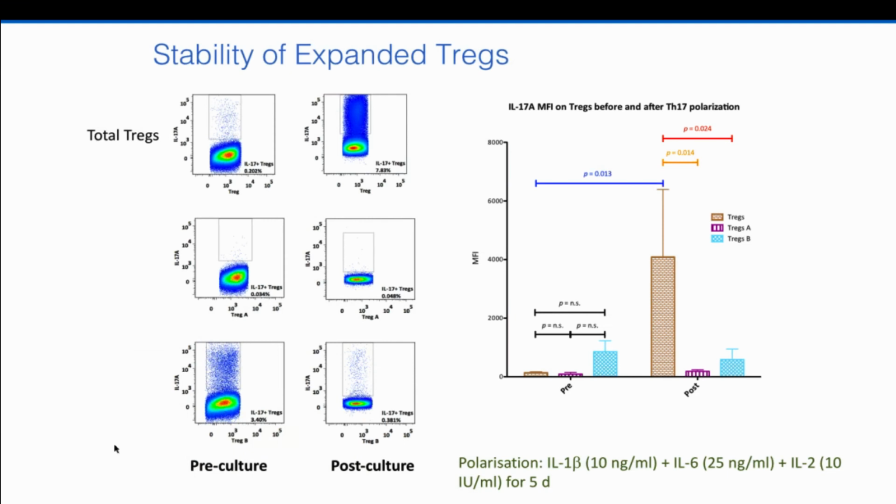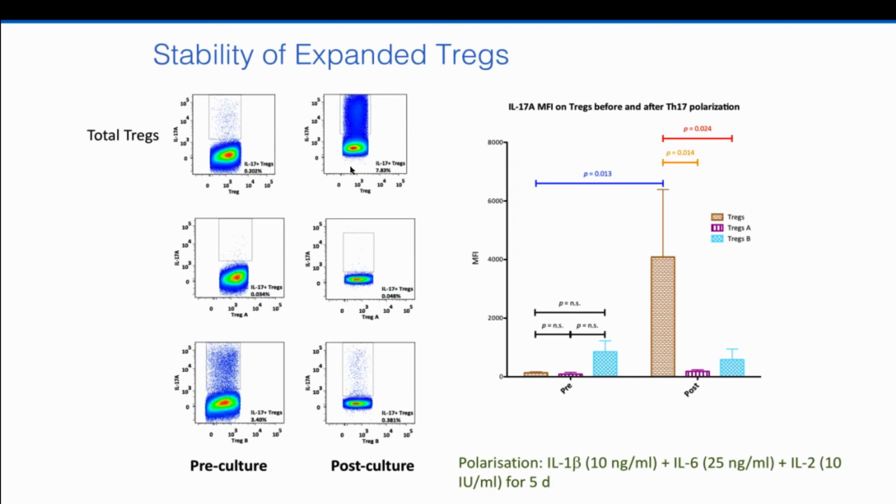After that, the other question we had was, of course, when we expand these Tregs, how stable are they when you put them in an inflammatory environment. As you can see here, Treg A and Treg B, when they expand, and if you put them in polarizing inflammatory culture, really they don't secrete IL-17 as much. Whereas total Tregs, as defined by CD4 CD25 high, CD127 low, really secrete a lot of IL-17, which suggests that by identifying these Tregs, the way we defined, the Tregs are really Tregs.